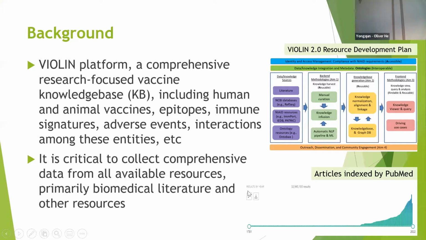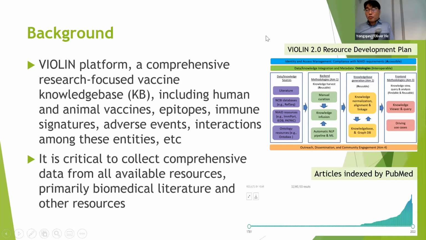As Oliver just introduced, VIOLIN is what we're going to mainly work on in this project. It is a knowledge base that needs to include a lot of things, like vaccines, a lot of epitopes, and even immune signatures and adverse events, et cetera. Looking at the interactions between these entities will be primary. It's going to be a very good resource.